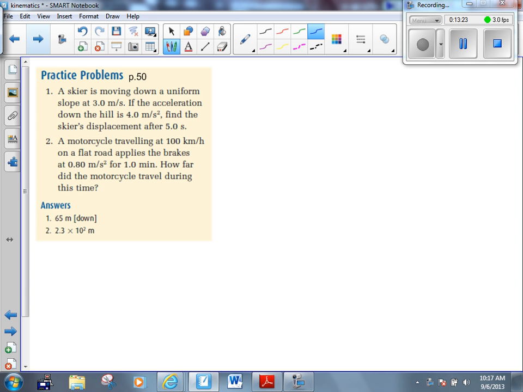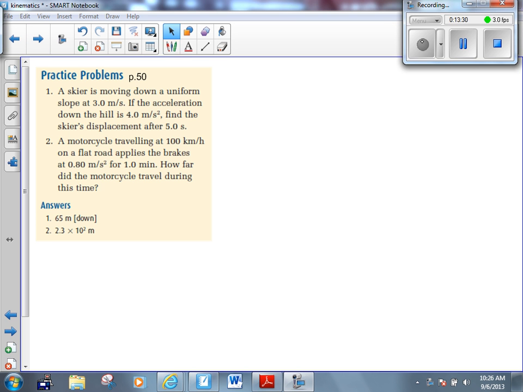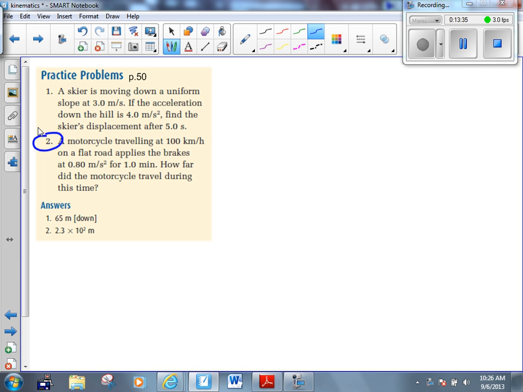All right, let's see what we can do with this one. All right, everyone, you've had a chance to work on these. Let's take a look at number 2 together here now. It says, a motorcycle traveling at 110 kilometers per hour on a flat road applies the brakes at 0.80 meters per second squared for 1 minute. How far did the motorcycle travel during this time?